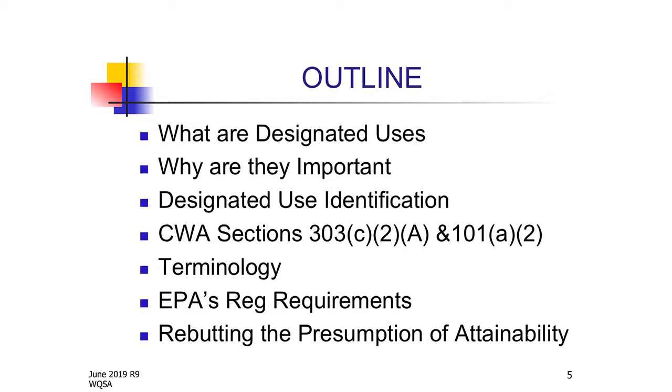So the outline is: what are designated uses? Why are they important? The designated use identification, Clean Water Act sections 303(c)(2)(A) and 101(a)(2). The terminology, EPA's regulatory requirements, and rebutting the presumption of attainability.